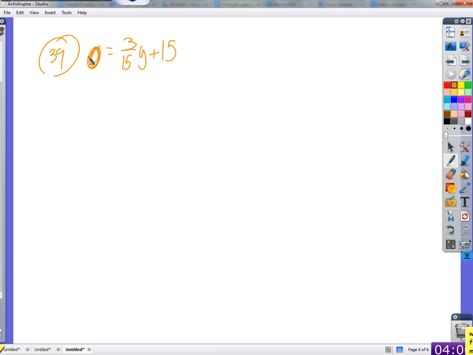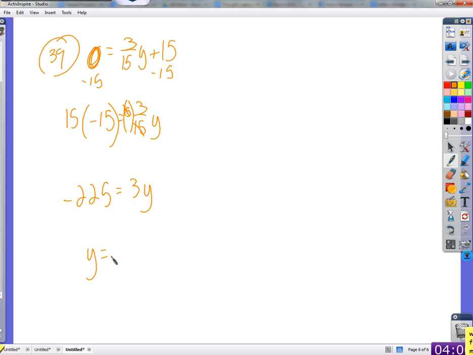Doing whatever we can to eliminate everything on the right side that isn't a variable so that the variable is isolated. But subtract 15 on both sides. Subtract 15, certainly you can do that. So we'll subtract 15 on both sides. Negative 15 equals 3 15ths y. And 3 15ths times y. Multiply by 15. Maybe I should write it on the left side so it's easier to look at. Multiply this by 15, multiply this by 15. Okay, 15 times negative 15, negative 225. 15's cancel, great idea. That way it's a lot more simple. 3y equals negative 75.